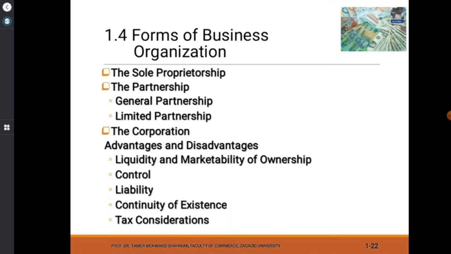The first one, we could differentiate between them based on liquidity and marketability of ownership. Second, based on control. Number three, based on liability. Number four, based on continuity of existence. And finally, based on tax consideration. Those are the main characteristics that we are going to use to differentiate between sole proprietorship, partnership, and corporation.